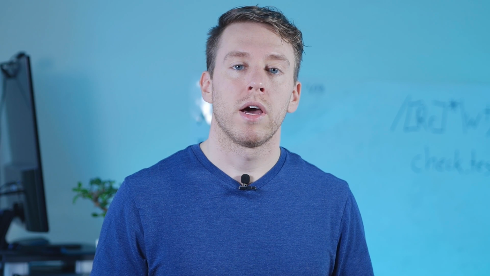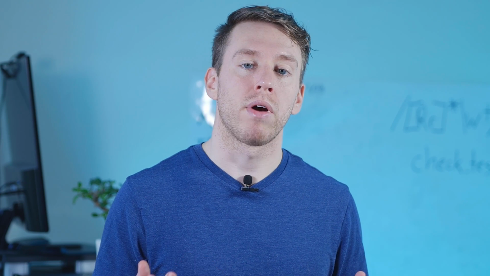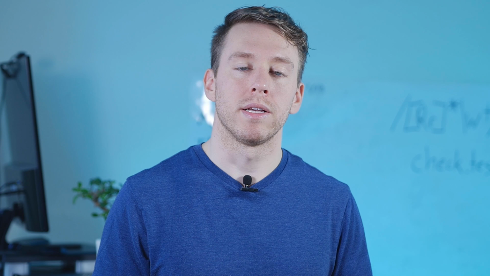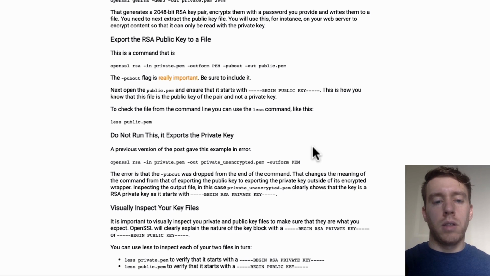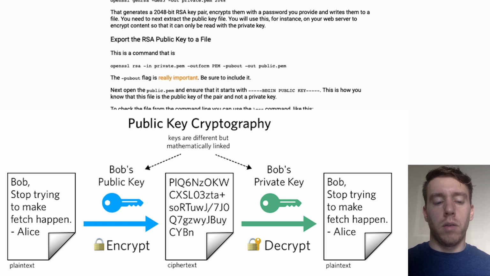In this video, I'm going to show you how to generate an asymmetric public-private key pair using OpenSSL. Anyways, let's get started. So we're going to be generating an RSA key pair, meaning we're going to be generating a public key and a private key.